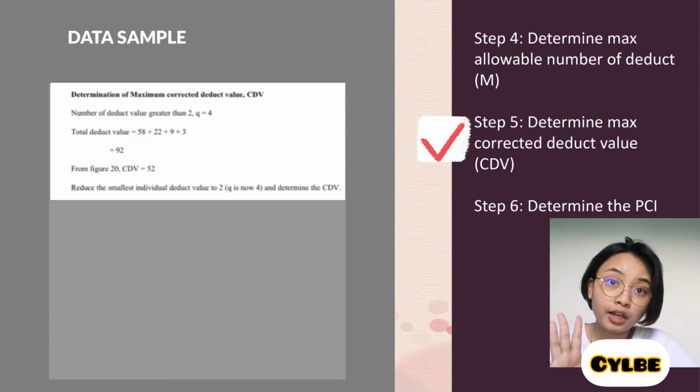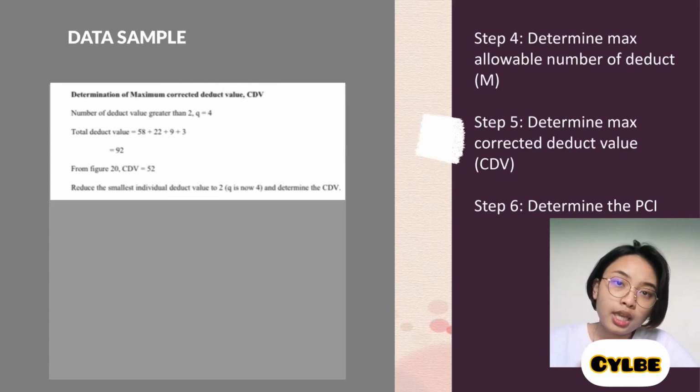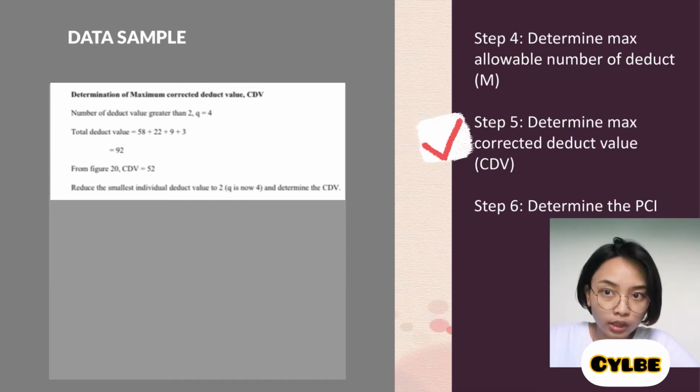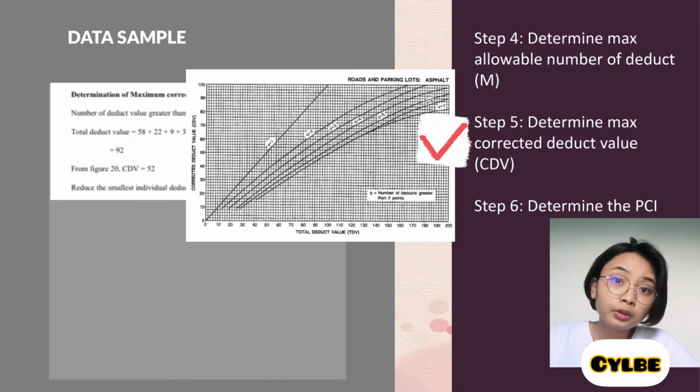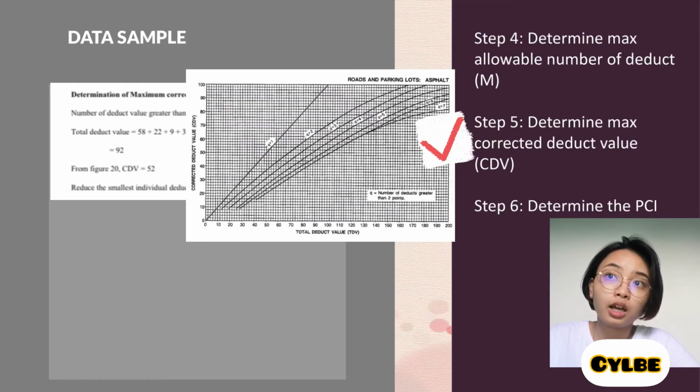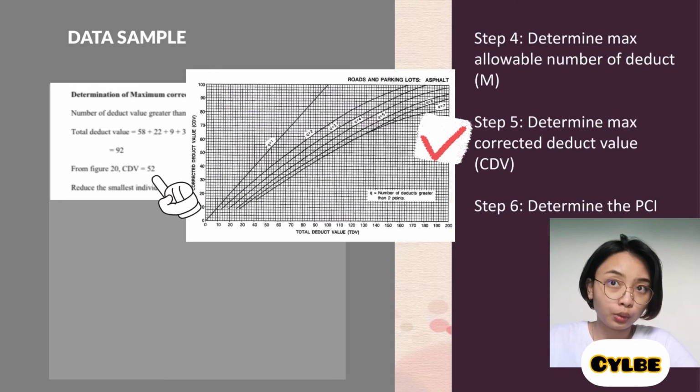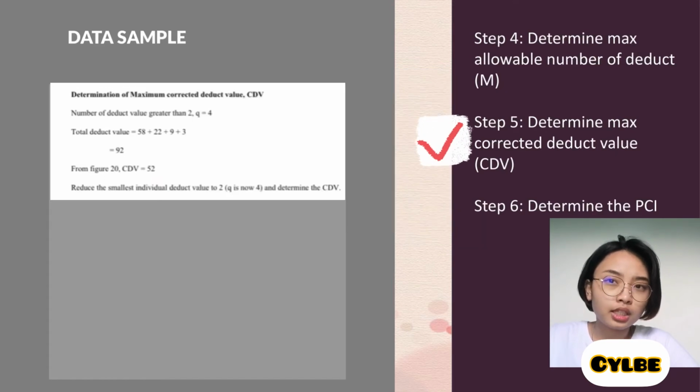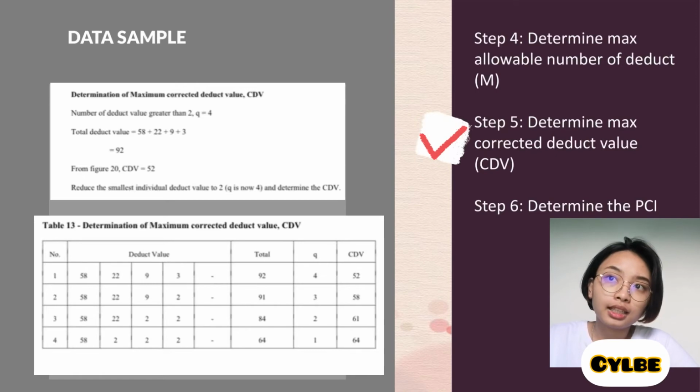In step number 5, we determine the maximum corrected deduct value. Because the type of the road is road surface, we select the deduct values that are greater than 2, and our Q is equal to 4. By referring to this graph, corrected deduct value versus total deduct value, our CDV is 52. Then we reduce the smallest value to 2 and put all the data in a table and refer back to this graph.